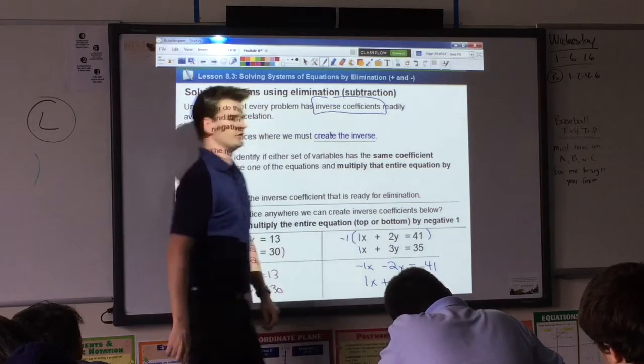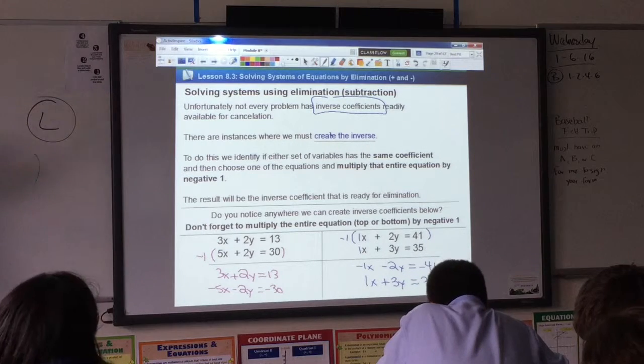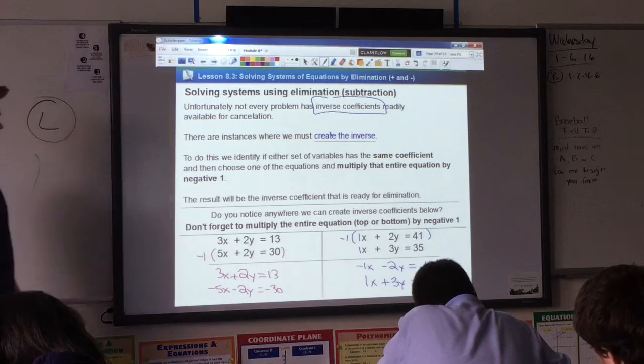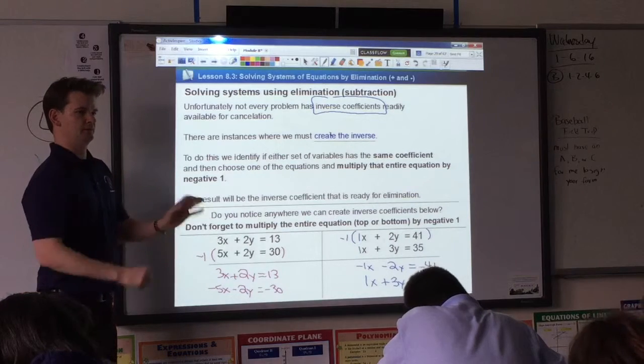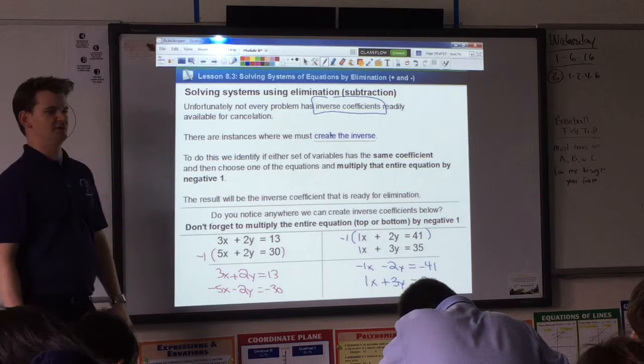Do I have my inverse coefficients now? Yes, I do. And I can go back in and do the routine of canceling out the x's there, solving for y, and then going through the whole thing. Connor, you had a question? Yeah, what happens when you don't have the same coefficients? That's next time. I'll explain to you exactly what we do there.